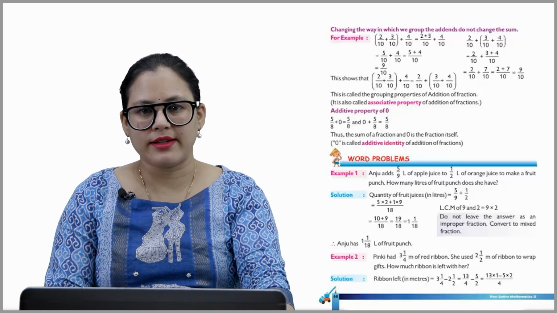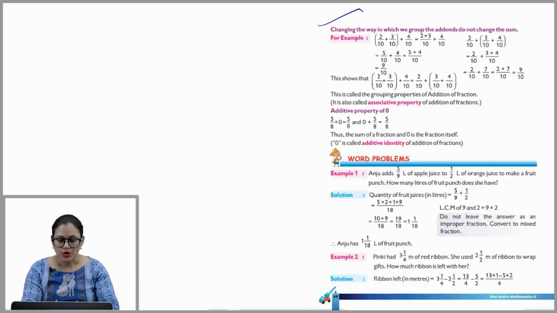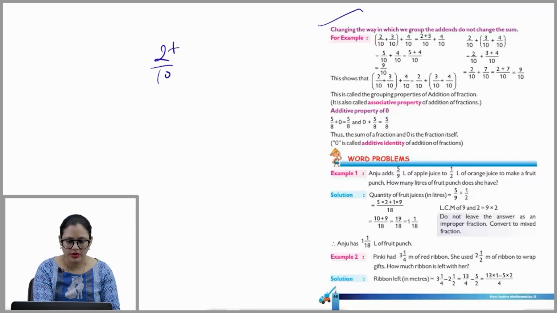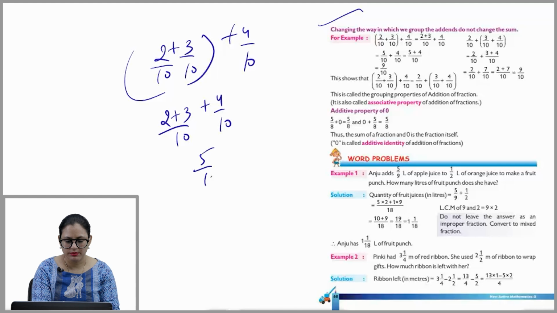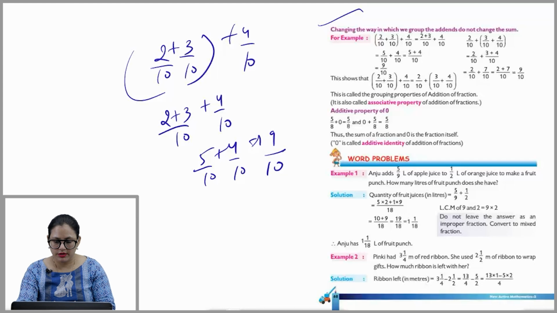Changing the way in which we group the addends does not change the sum. For example, 2 by 10 plus 3 by 10 plus 4 by 10 is equal to 2 plus 3 by 10 plus 4 by 10. 5 by 10 plus 4 by 10 is equal to 9 by 10. And if we change the grouping of addends, like 2 by 10 plus 3 by 10 plus 4 by 10, the answer remains the same. This is called the grouping property of addition of fractions, and it is also known as the associative property of addition of fractions. Additive property of 0.